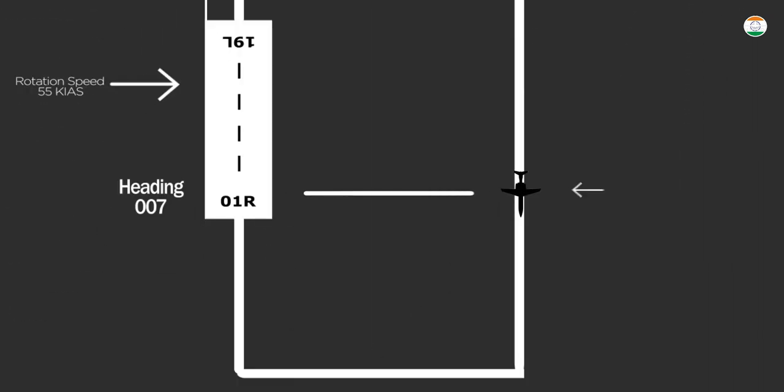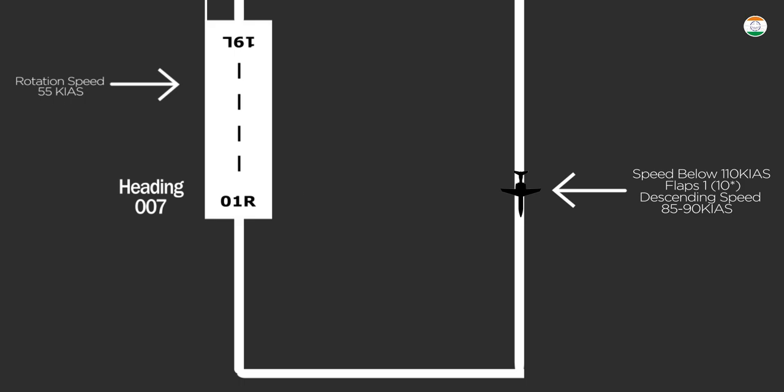At abeam threshold, we extended our flaps to 1, which was 10 degrees. Then we started descending. Remember, if your speed is more than 90 knots after putting flaps 1, wait until your speed gets reduced to 90 knots, then start your descent. You can maintain 85 to 90 knots of descending speed.